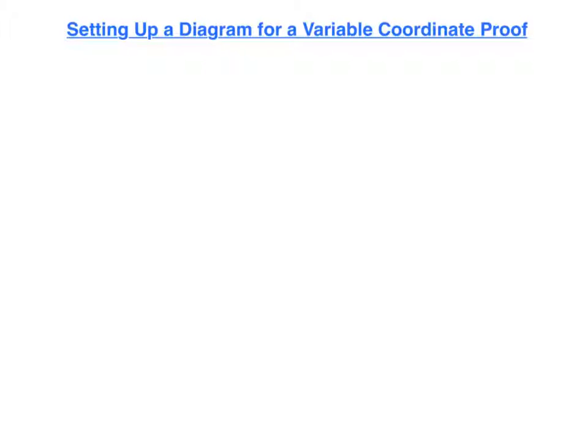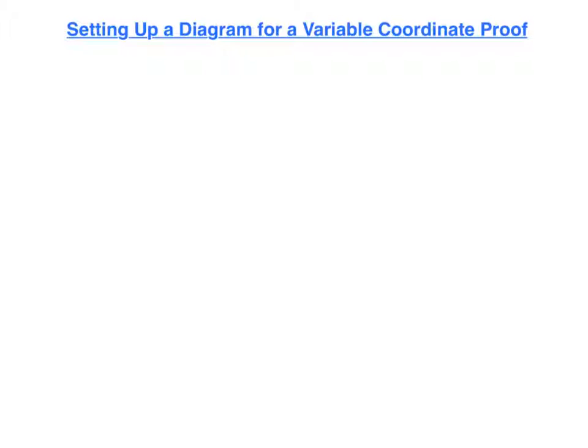Welcome to the screencast that illustrates the first step for writing a variable coordinate proof. Up until now, all of the proofs we have done have been numerical proofs. In other words, you were given numbers for the coordinates of each vertex. When we carried out the proof, our conclusion was based on that specific figure.